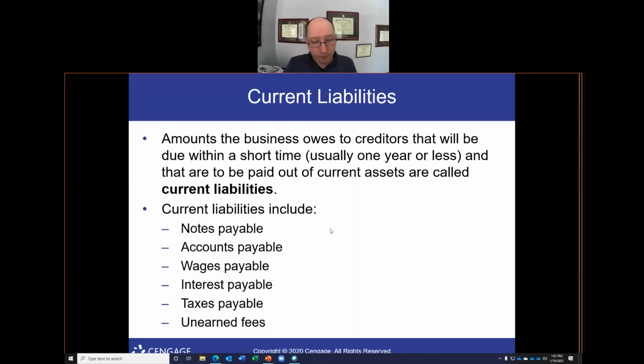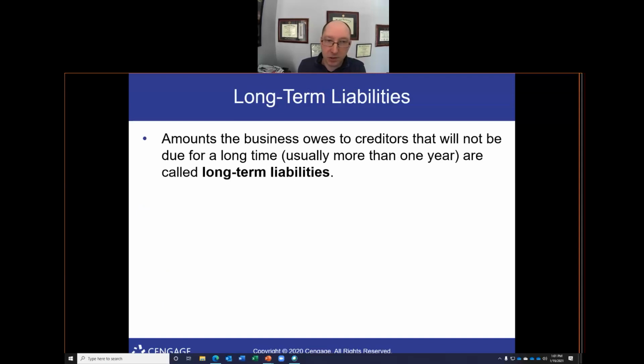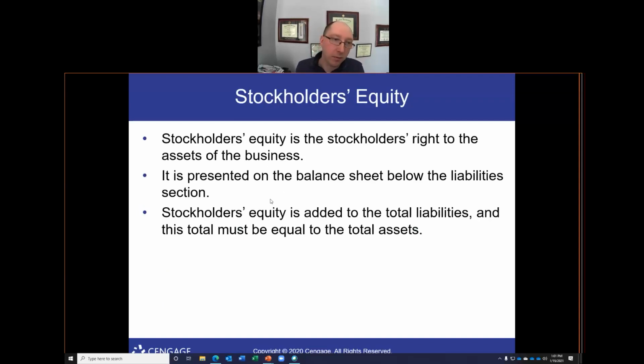An example: let's say you have a mortgage. The mortgage is for 30 years. It's a new mortgage, you just got it. Okay, a 30-year mortgage. The first 12 months of that mortgage would be classified as the current portion of notes payable. The rest of it is just notes payable, which is a long-term liability greater than 1 year.